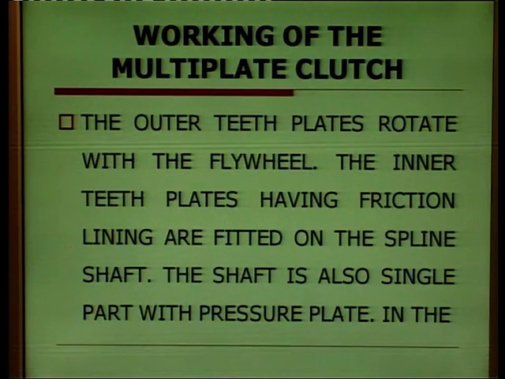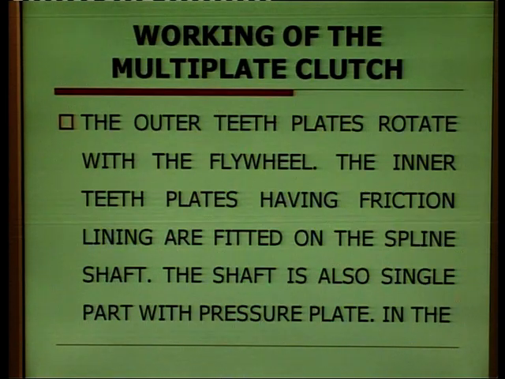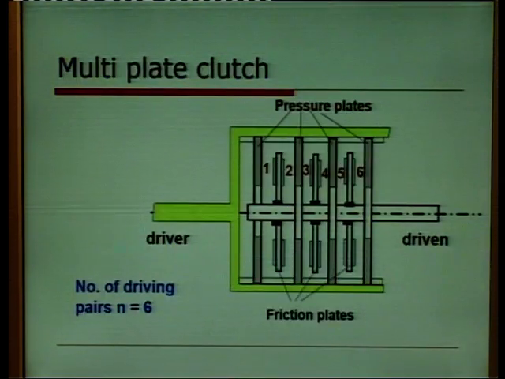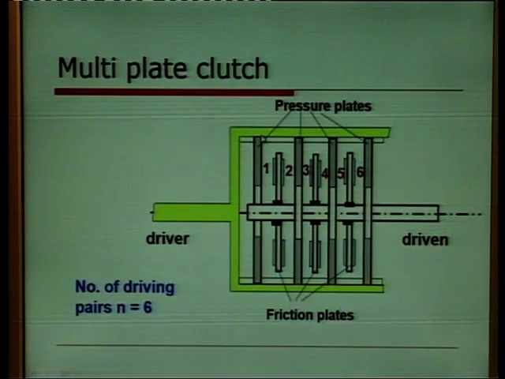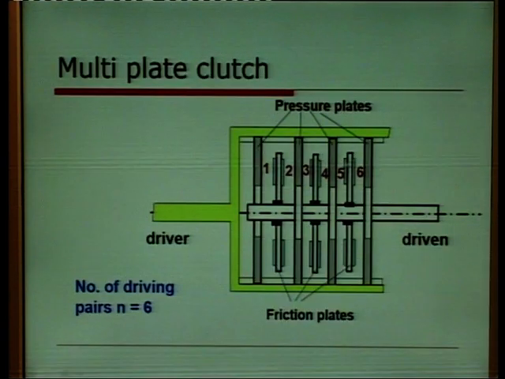Then working of the multiplate clutch. The outer teeth plates rotate with the flywheel. The inner teeth plates having friction lining are fitted on the spline shaft. The shaft is also a single part with the pressure plate. This is a very clear figure. This is the driving side, you can say this is the flywheel side. These are the pressure plates 1, 2, 3, 4.